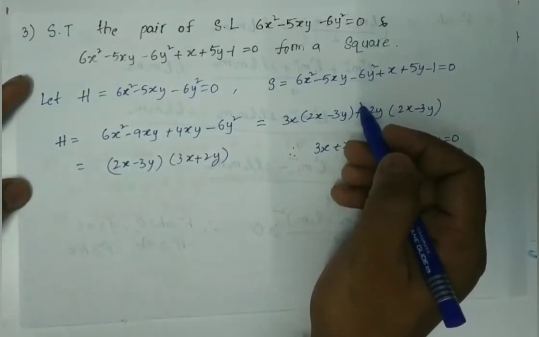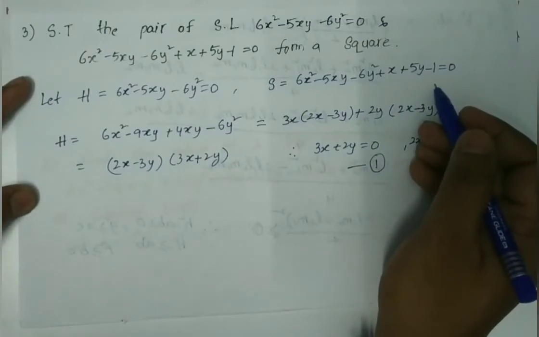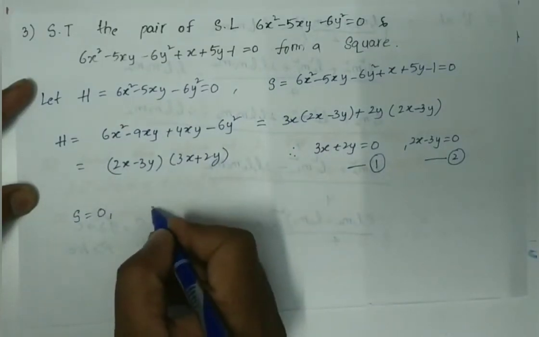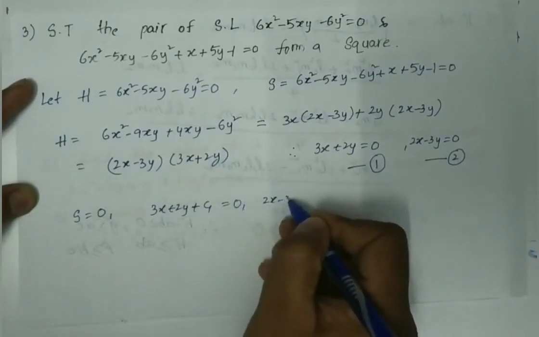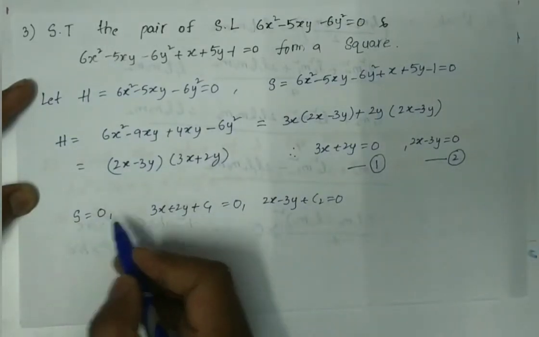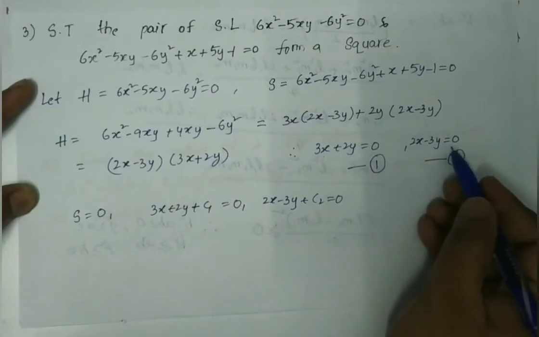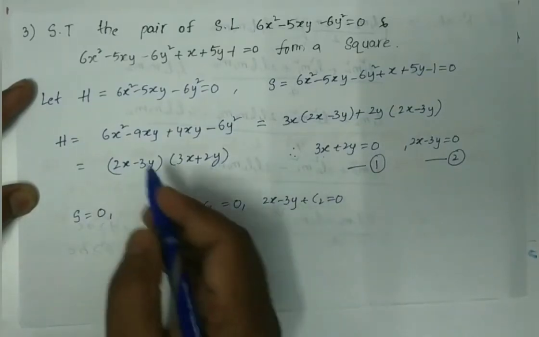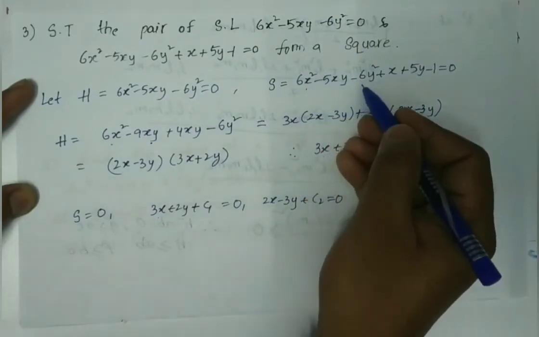For finding the pair of lines represented by the equation S is equal to 0, we just have to consider that the equation S is equal to 0 represents two lines which are 3x plus 2y plus c1 is equal to 0 and 2x minus 3y plus c2 is equal to 0, because 3x plus 2y and 2x minus 3y represent the pair of lines represented by the equation 6x square minus 5xy minus 6y square.